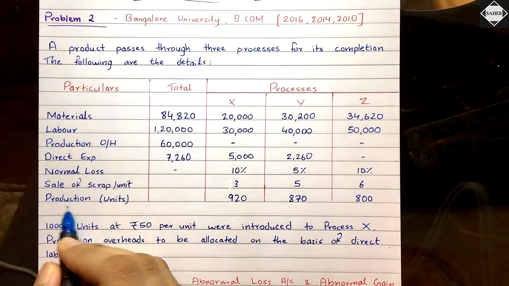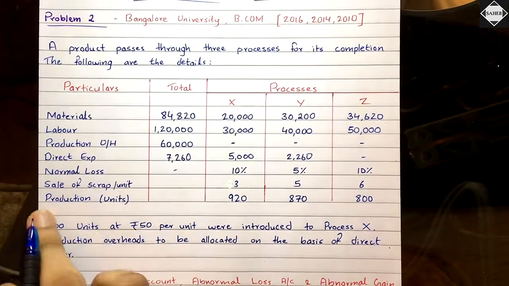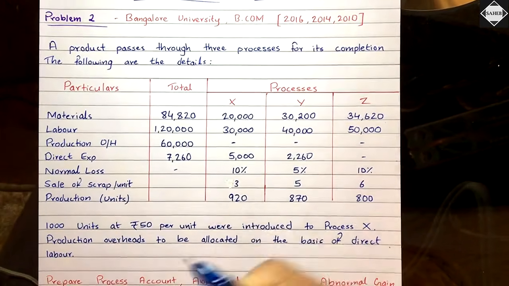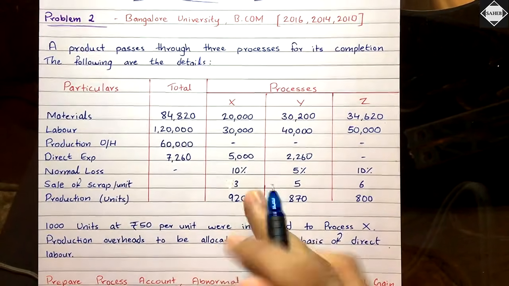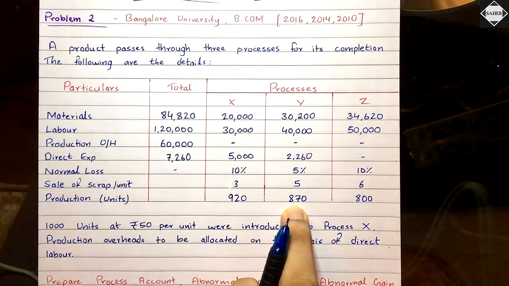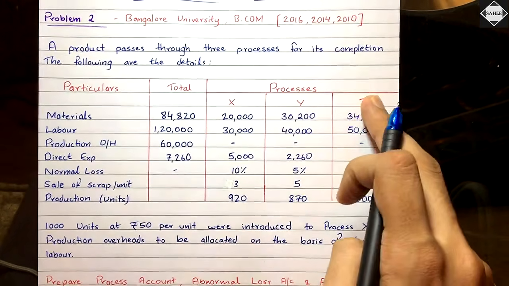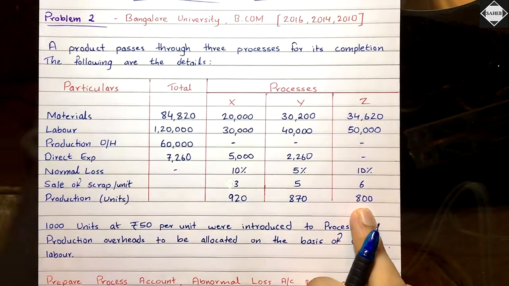Then what do we have? Production units 920, 870, and 800. What are these production units? This is the output that is coming out of each process. From X, the output coming out is 920. Then the 920 will go into process Y, and the output coming out is 870. Then 870 will go into process Z, and the output from process Z, at last the finished goods, is 800 units. Is that clear?